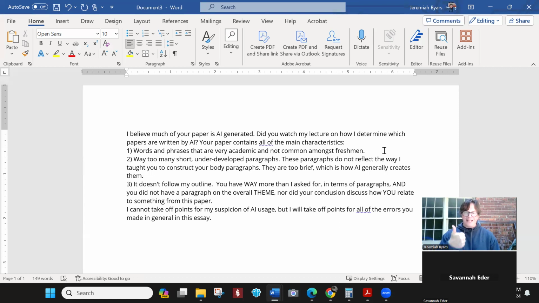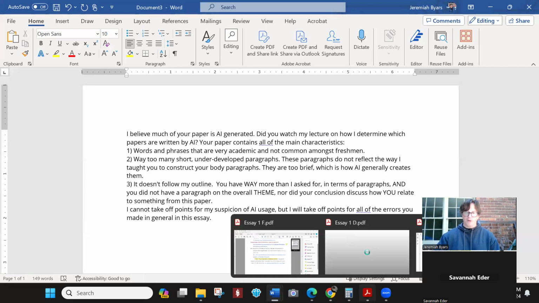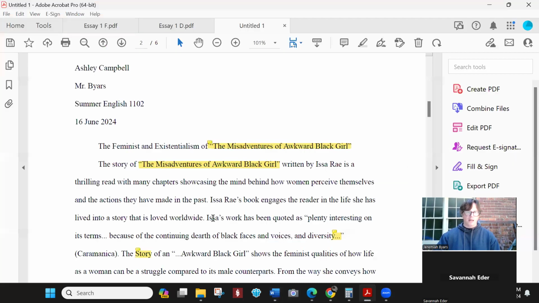Words and phrases that are very academic and not common amongst freshmen. Way too many short, underdeveloped paragraphs. That's what AI does. It's quantity over quality. These paragraphs do not reflect the way I taught you to construct your body paragraphs. They are too brief, which is how AI generally creates them. It doesn't follow my outline. You have way more than I asked for in terms of paragraphs. And you did not have a paragraph on the overall theme, nor did your conclusion discuss how you relate to something from this paper.